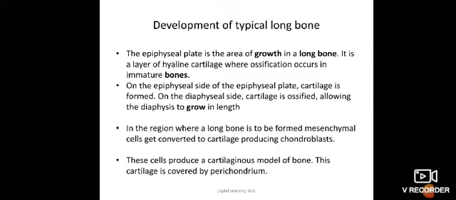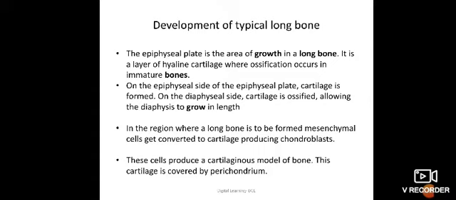Now let us see the development of typical long bone. The epiphyseal plate is an area of growth in a long bone. It is a layer of hyaline cartilage where ossification occurs in immature bones. On the epiphyseal side of the epiphyseal plate, cartilage is formed. On the diaphyseal side, cartilage is ossified, allowing the diaphysis to grow in length.